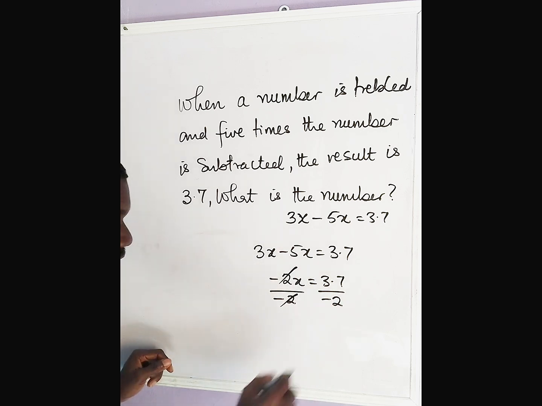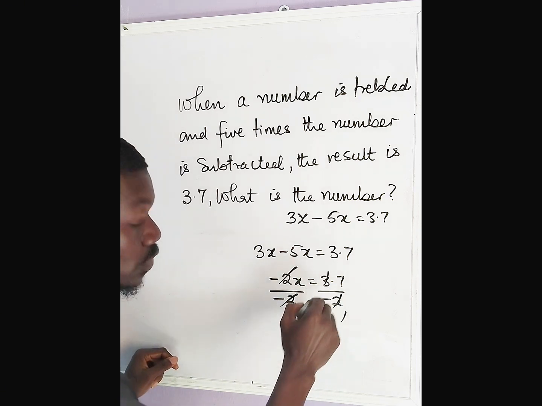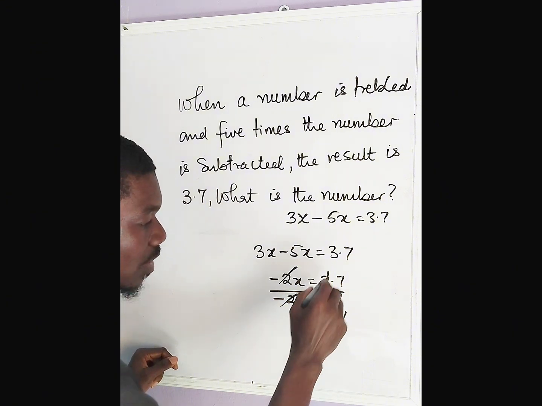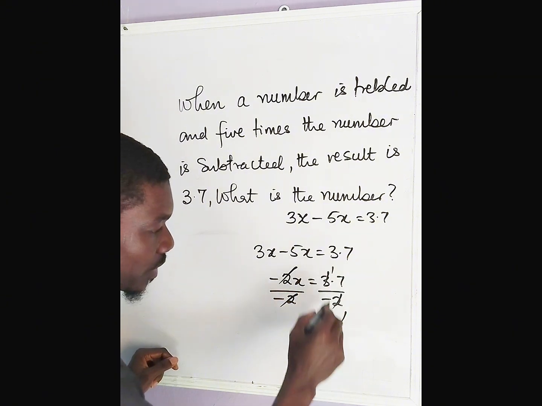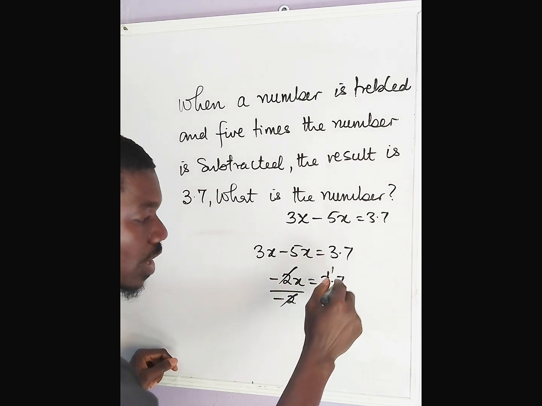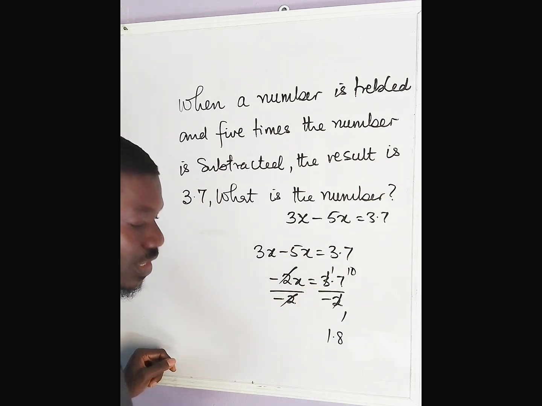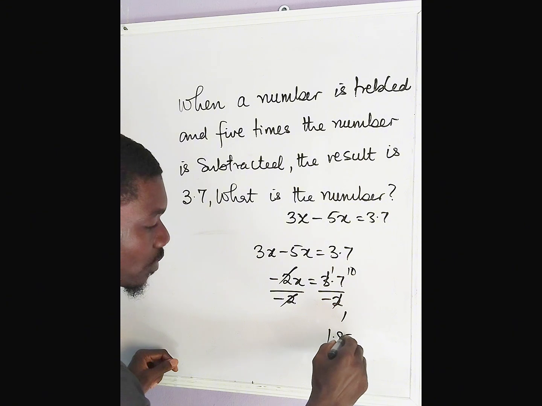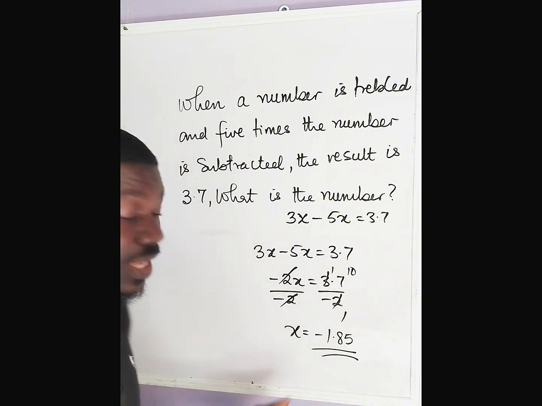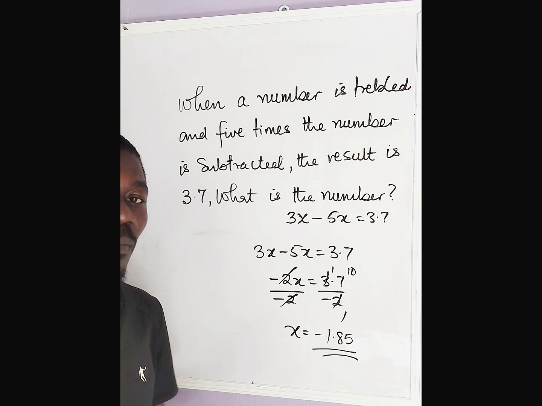This will eliminate this. Now 2 here, 1. 2 in 3 is 1. Okay, remember 1 in 1 is impossible. Now in 17 you have 8. Now remember 1, so you have 0. In 10 here we have what? 5. So the value of the unknown number is negative 1.85.